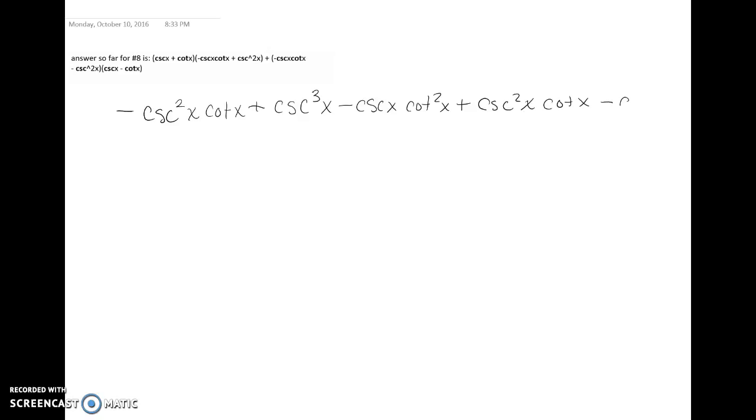Where am I? Okay, negative cosecant squared of x cotangent of x. That's first, so outside would be plus cosecant x cotangent squared of x. The inside terms would be negative cosecant cubed of x, and the last terms would be plus cotangent cubed of x.